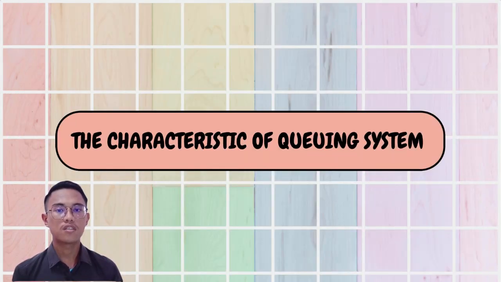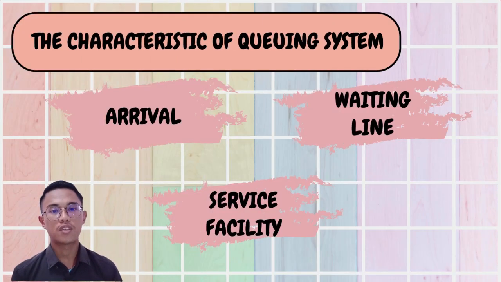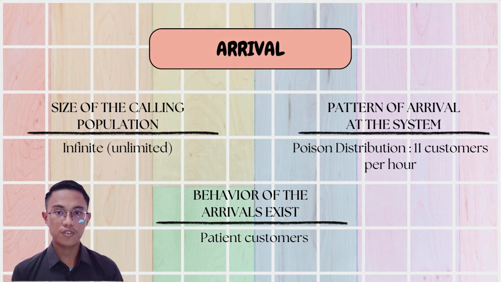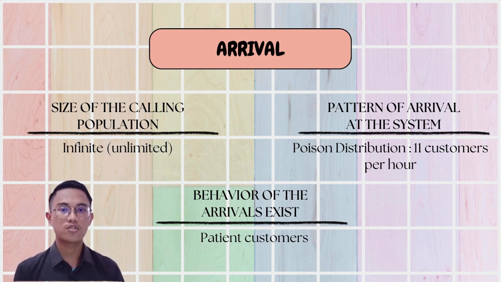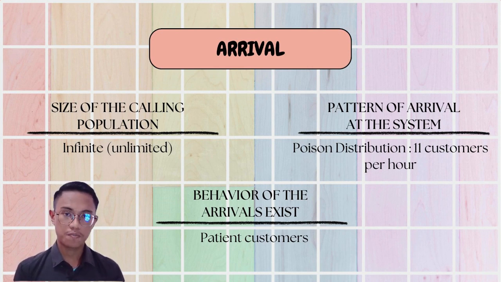So here are 3 characteristics of queuing system, which are arrival, waiting line, and service facility. We'll go to the first one, which is arrival. The size of calling population is infinite. The pattern of arrival at the system follows Poisson distribution, where lambda is 11 customers per hour, and the behavior of arrivals is patient customers.